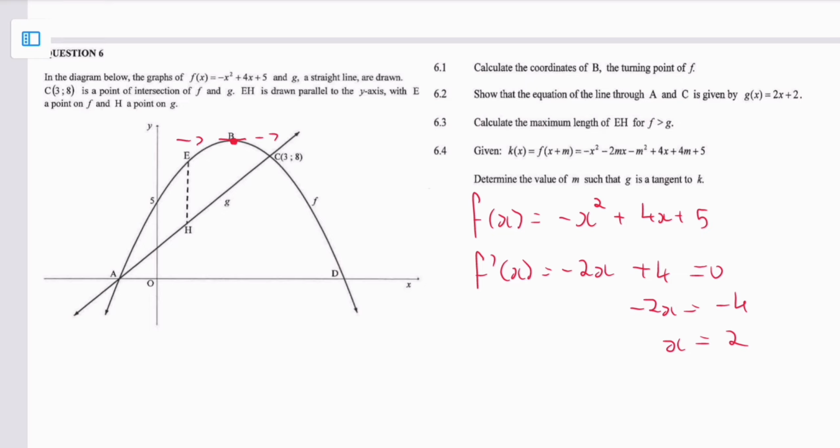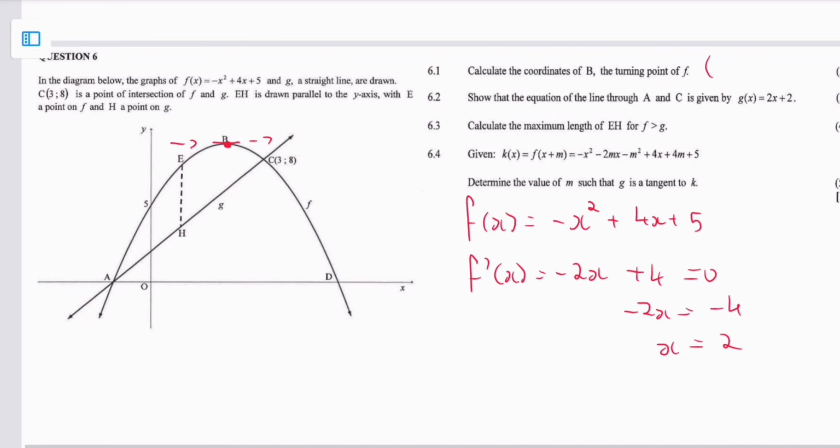I hope you guys know how to do derivatives. You just take the exponent, multiply it in front, and then subtract 1 from it. Same with x to the power 1: put 1 in front, 1 minus 1 is 0, and you're left with 1. So the value of x is 2.